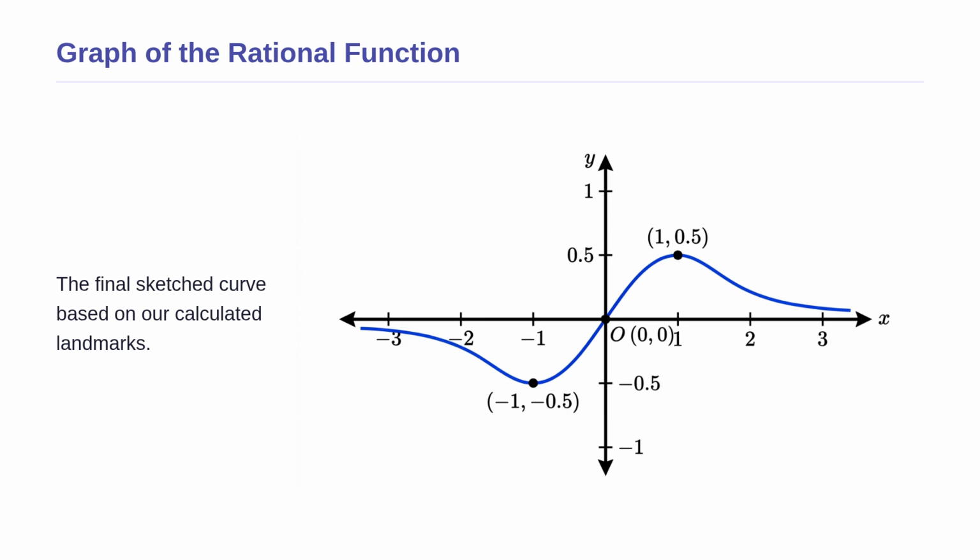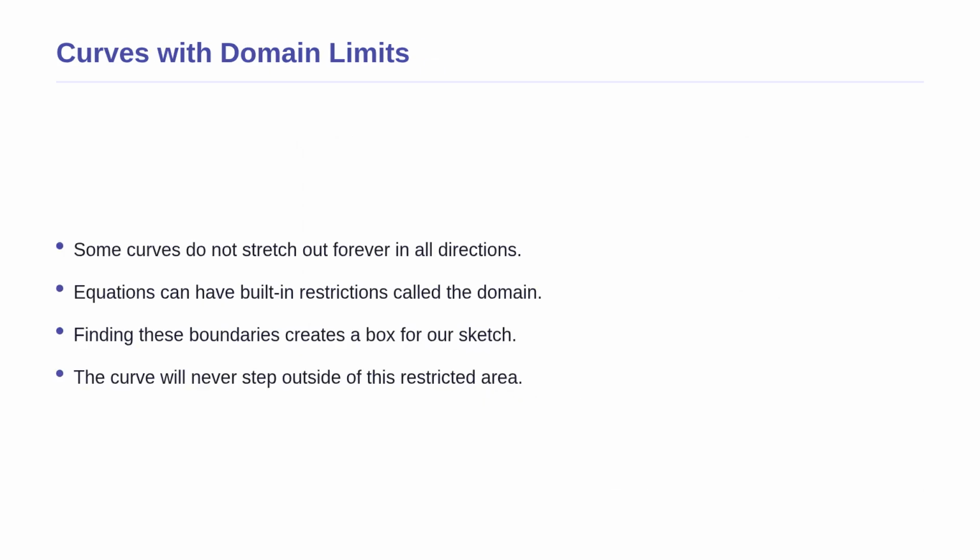Finally, because of origin symmetry, the left side does the exact opposite, dipping into a valley at -1, -0.5 before fading away. Now that we have successfully traced a curve that stretches to infinity, we must consider a different scenario. Sometimes mathematical equations have built-in restrictions, meaning the curve simply does not exist in certain areas of the graph. We call these restricted areas the domain of the function.